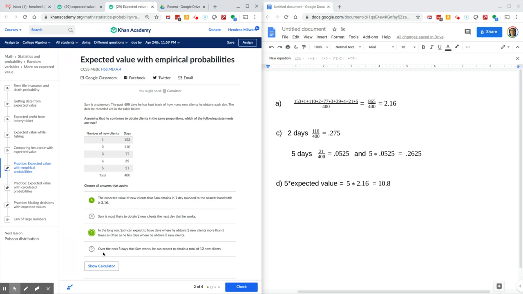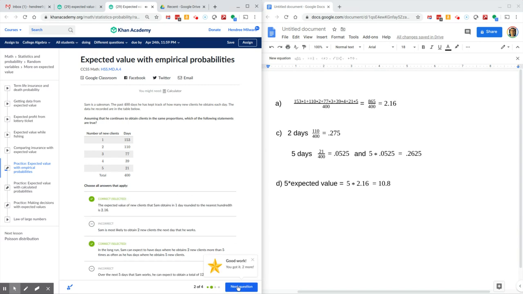Over the next 5 days that Sam works, he can expect to obtain a total of 12 new clients. Well, over time, you expect the expected value for each day to be 2.16. So all we have to do is multiply the expected value times 5. That's 5 times 2.16, or 10.8. So we're not really expecting Sam to get 12 new clients. We'd have to say false on that one. Hope that helped.